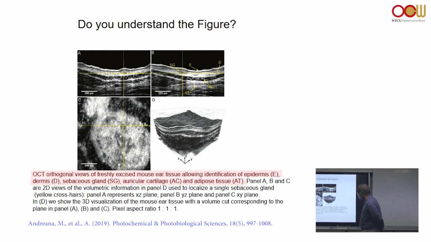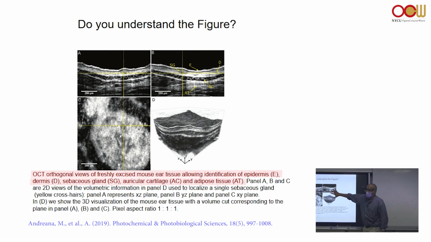It reads, the OCT orthogonal views of freshly excised mouse ear tissue. Freshly excised, that means I just take the tissue right now, fresh. Allowing identification of epidermis, so that E is the epidermis, D is the dermis, and something is something. And then I say, well, I really don't understand what is going on. But your challenge will be to make this figure understandable to them. How can we do that? So that is the challenge that we have.